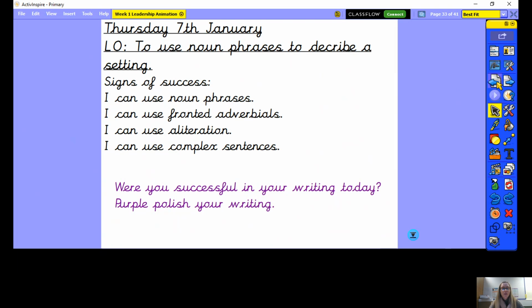Okay, well done year 4. So your final task now is to think about, have you been successful in your writing today, and to polish your writing. You might want to edit some sentences. Have a look back through your writing today, read your paragraph. Have you used some noun phrases that you could highlight? Have you used a fronted adverbial? Have you used any alliteration? And can you point out your complex sentences that you've used? Well done, year 4.